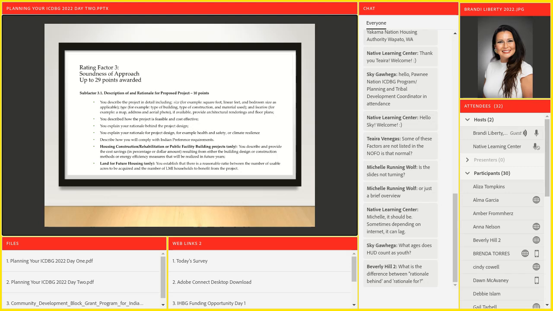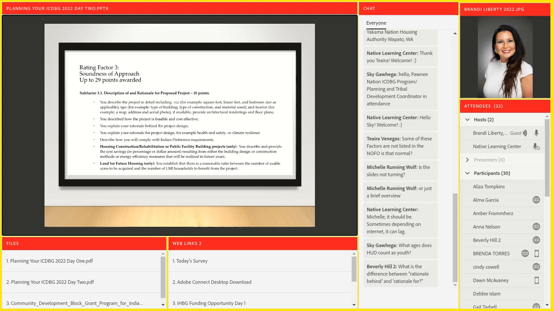Now, if you're doing housing construction, rehab, or public facility building projects, you must describe and provide the cost savings in percentage or dollar amount resulting from either the building design or construction methods or energy efficiency measures that will be realized in future years.